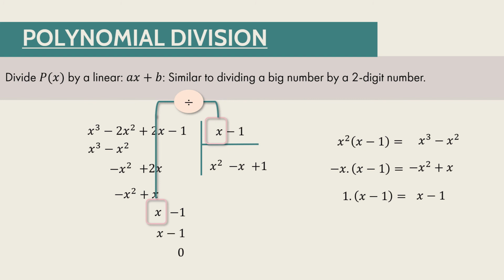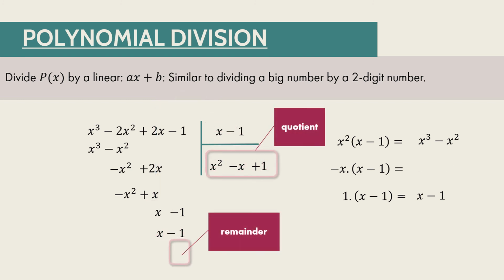Can you get the idea? Think about it. Is it similar to dividing a big number by a two-digit number? Very similar, right? This is the quotient and the remainder is 0.